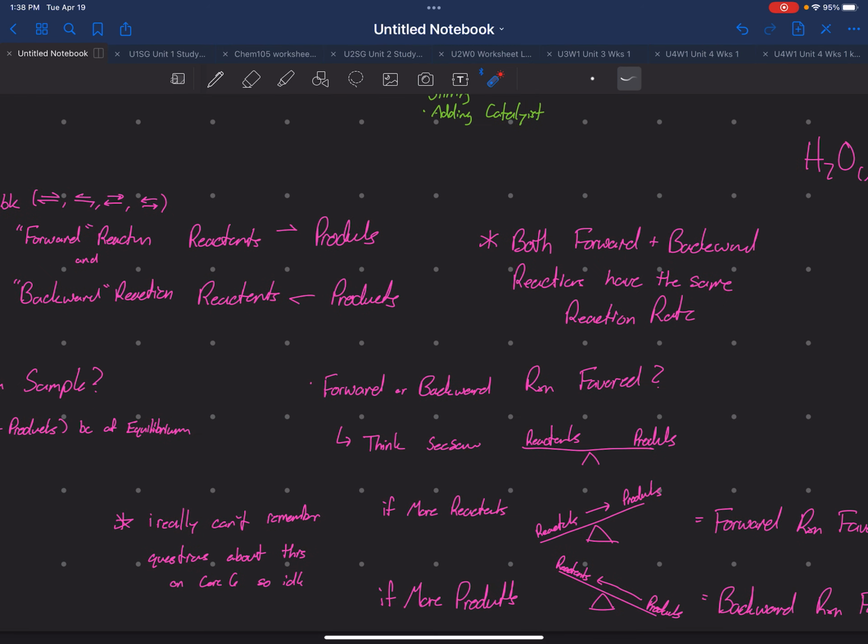Now this next question, I'm not sure if they'll ask this or not, but I can't think of any other questions to ask regarding equilibrium. So, forward or backward reaction favored. So if ever they ask, is the forward or the backward reaction favored in this equation?